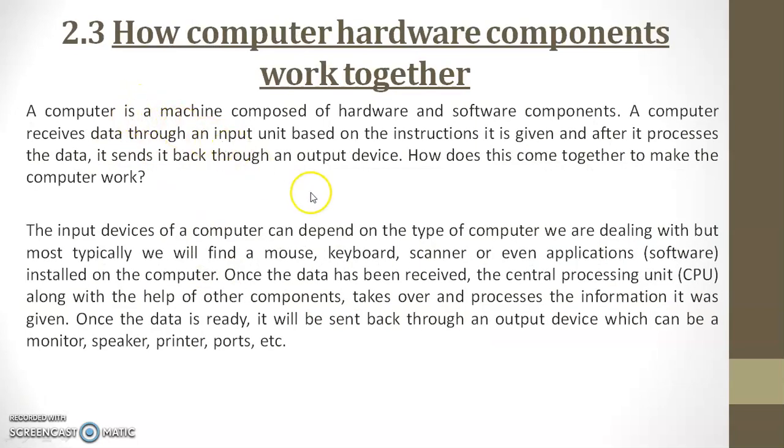2.3 How computer hardware components work together. A computer is a machine composed of hardware and software components. A computer receives data through an input unit. Based on the instruction it is given, and after processing the data, it sends it back through an output device.